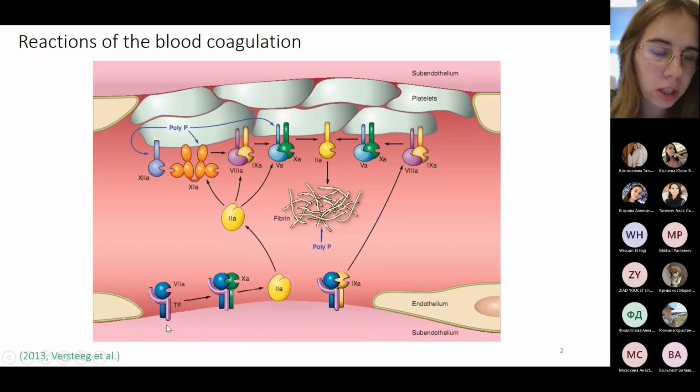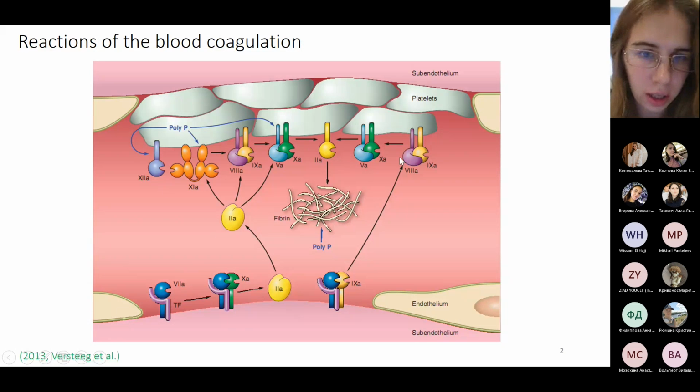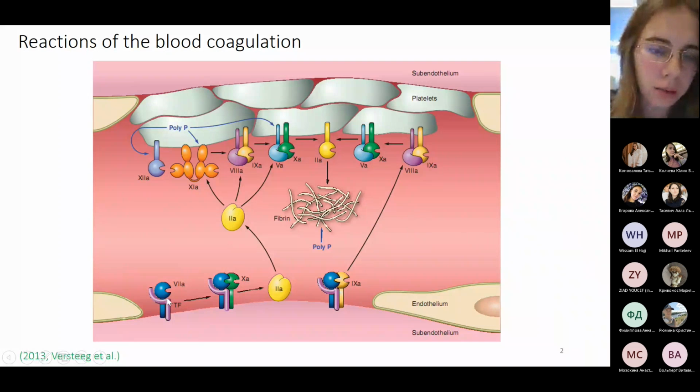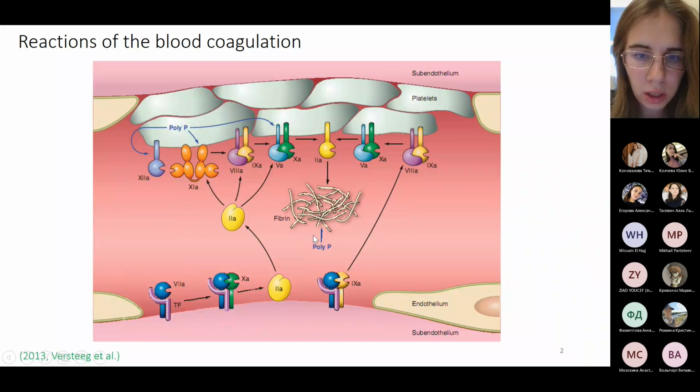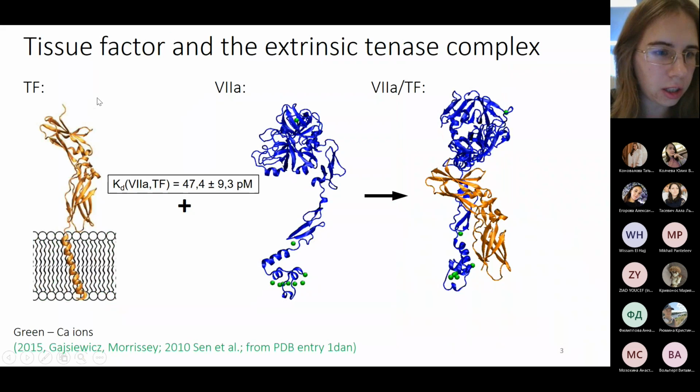Tissue factor is the main initiator of the blood coagulation cascade, and it starts the whole system of proteolytic reactions. The first reaction of coagulation is called the initiation of coagulation. The result of this system is fibrinogen activation, fibrin polymerization, and the blood plasma transition from the liquid state into the gel one. As I have already said, the tissue factor, here in orange, is the main initiator of the blood coagulation cascade, and it is a transmembrane protein, which has a transmembrane domain and an extracellular domain.